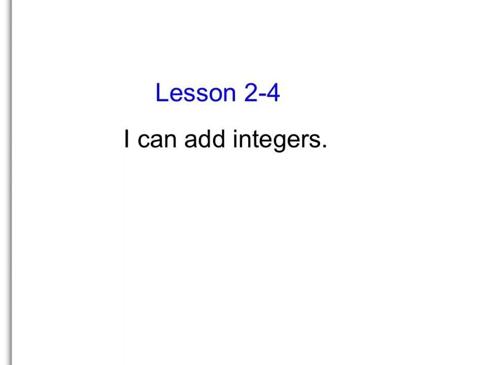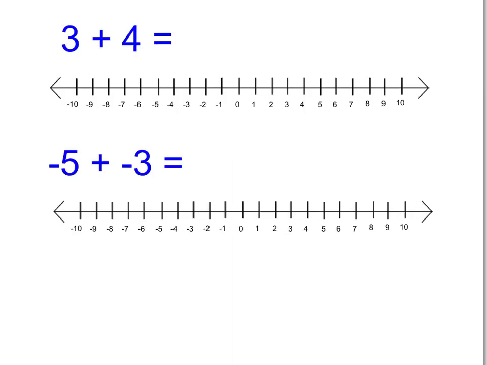All right, this is lesson 2-4. Your essential question is, I can add integers. Remember, integers are positive and negative numbers. So if we were just adding the positive numbers, 3 plus 4, you know the answer is 7. But let me show you how you use a number line to show that.